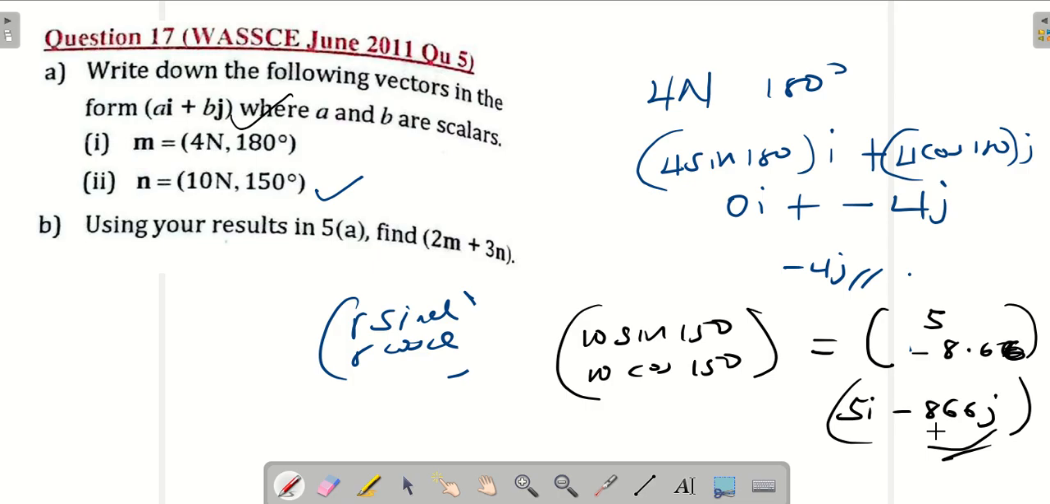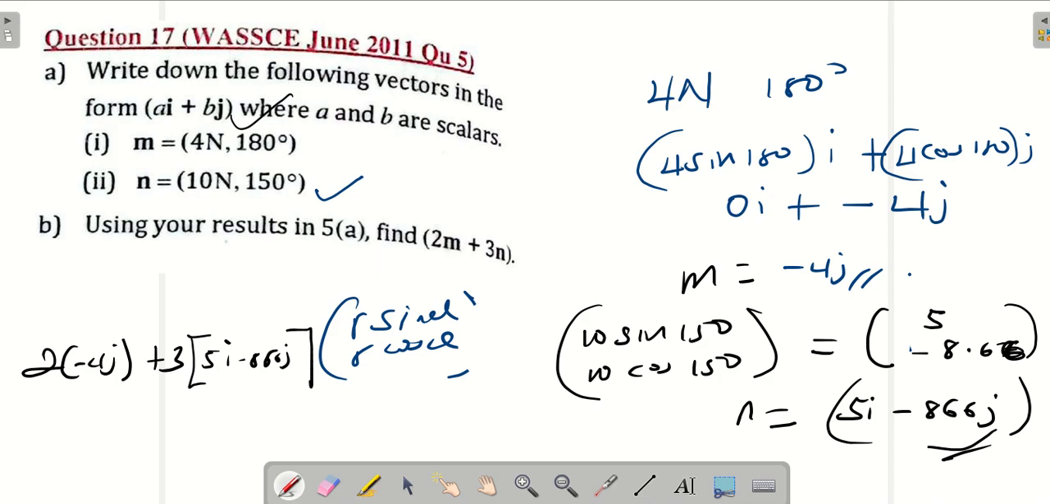Now the question says, use your result in 5A to find 2m plus 3n. Remember that the first solution was for m, and this is for n. So 2m plus 3n, you should be able to do that. It's going to be 2 times negative 4J, then plus 3 times 5I minus 8.66J. You can simplify. Is that right? We are done. Can we move on? Am I moving fast? Are you sure?